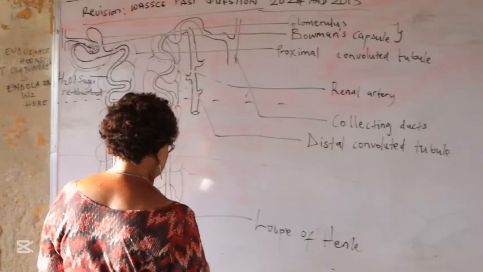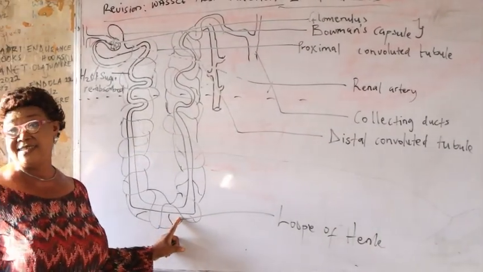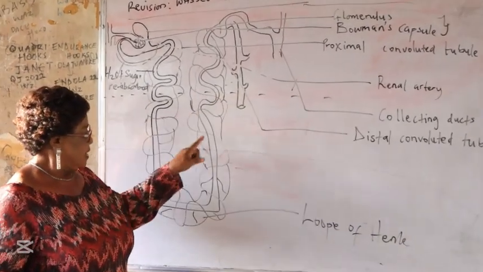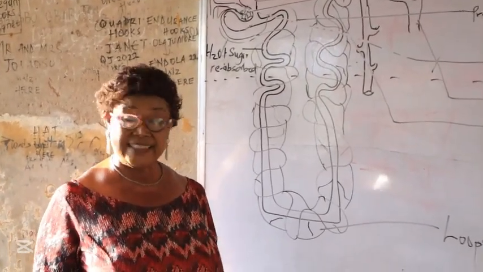The loop of Henle. Where you label, this thing you label is supposed to be part of the blood vessel. This U-shaped structure here is what we call the loop of Henle.